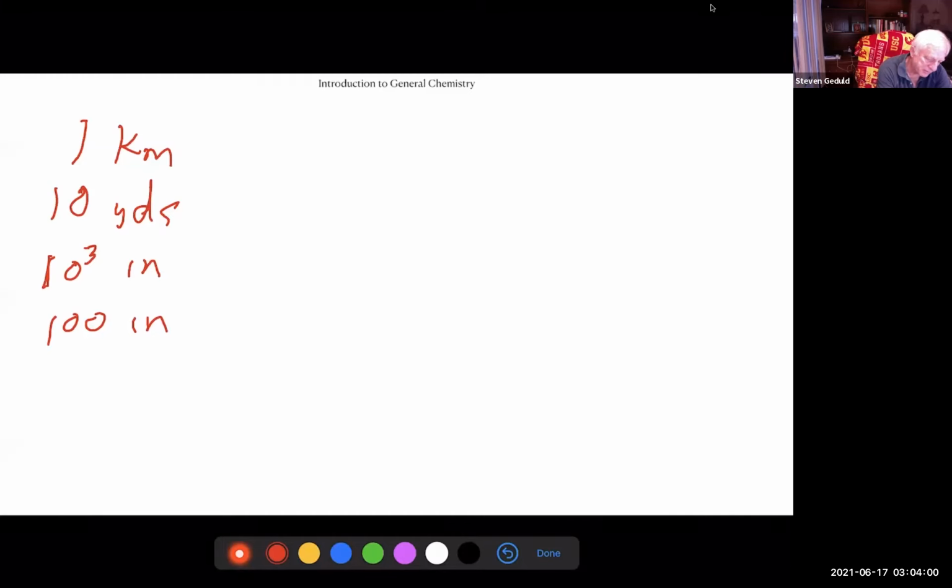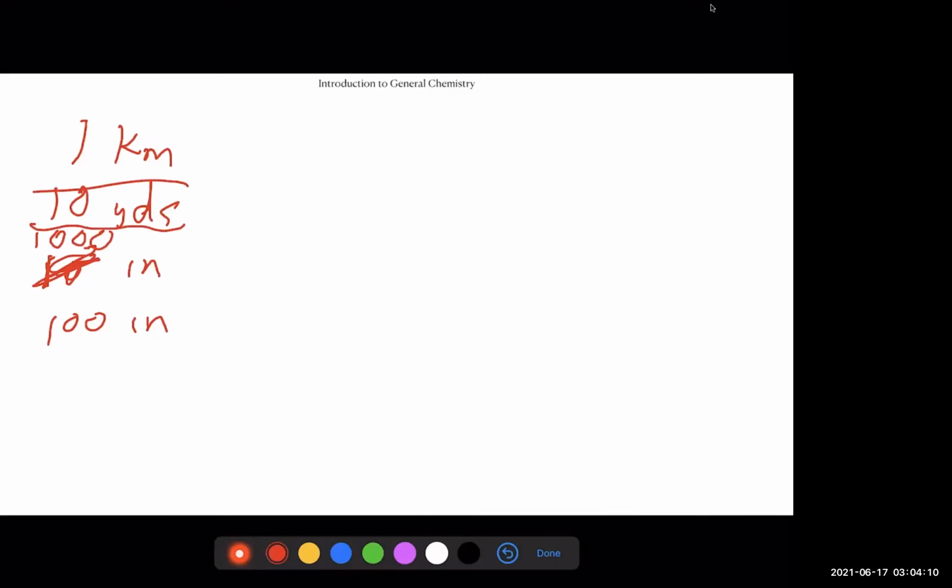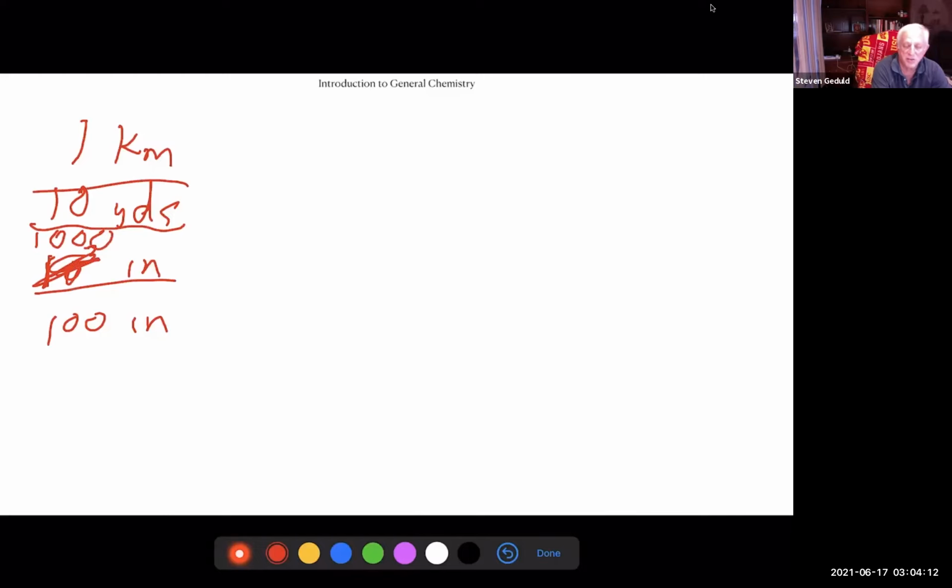I'll put 10 to the third, that's 1,000, but let me do it this way so it makes it clear. This is 1,000. Okay, so let's convert everything to inches. Two of them are already inches, right? Yes. So the 10 yards.